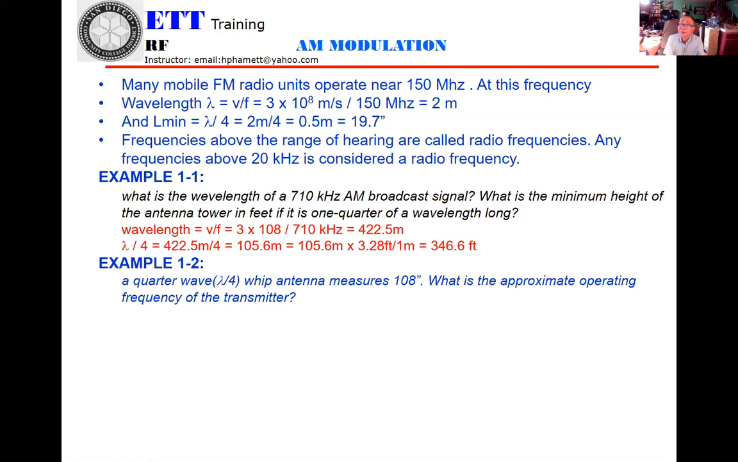And also, you can take the quarter of the wavelength. That means you get 105.6 meters. And you can change it to feet: 105.6 times 3.28 feet per meter.